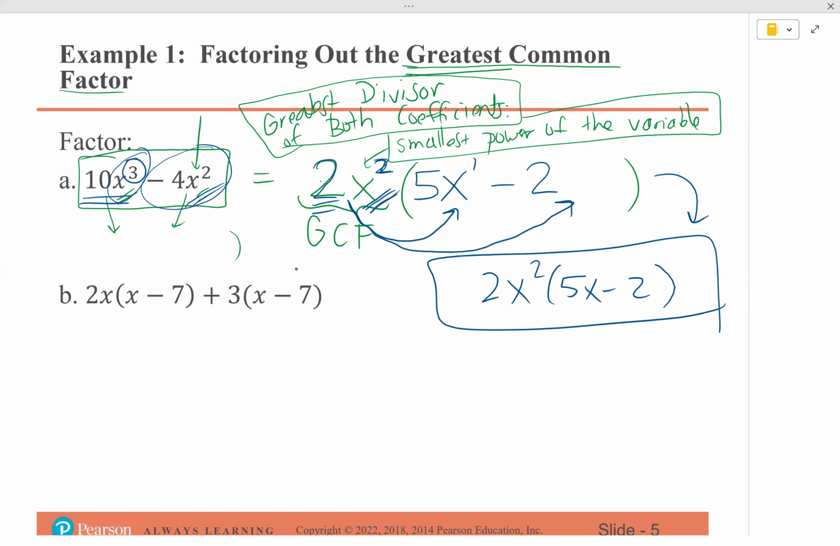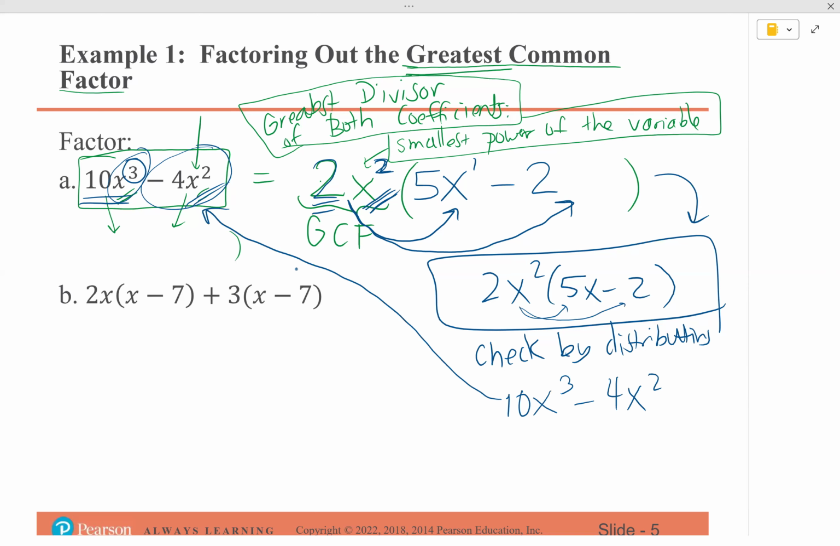But the good thing is you can easily check it. We know the opposite operation to factoring is distributing or multiplying. Check by distributing. So imagine I multiply that 2x squared in here. 2 times 5 is 10. X squared times x is x to the third. And then I'll do 2x squared times negative 2. That's negative 4x squared. Is that what I started with over here? Yes. Everything matches up. So that means I did it right.